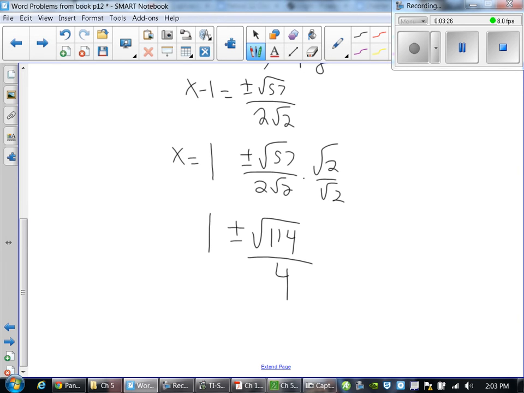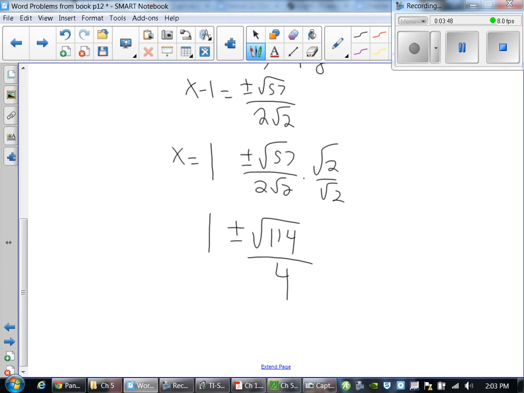The answer in the back showed it as 4 plus or minus root 114 all over 4. What they did there is got the common denominator. That's fine. That's the only difference. There's a couple of problems that they might have taken a step further as far as rewriting the fractions. Not a big deal.